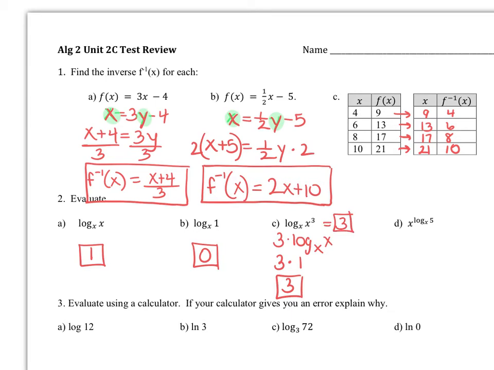And then for D, when the log is in the exponent, and the base and the base match, it just equals your argument. So all of those are properties. Again, if you forget them, you can always try converting to exponent form.